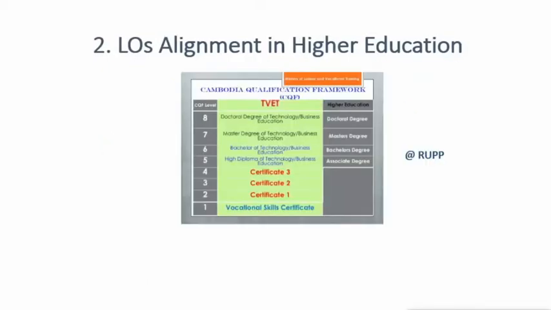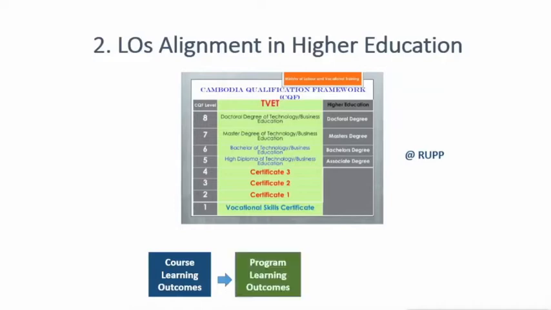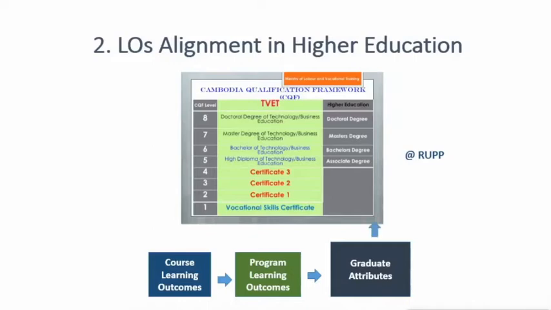In the figure, the CQF contains 8 levels. Thus the learning outcomes of the course, programs, and also graduate attributes in any specific levels must be aligned with that level and qualifications in CQF.